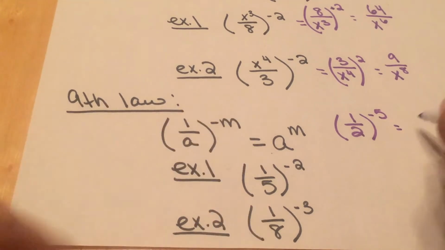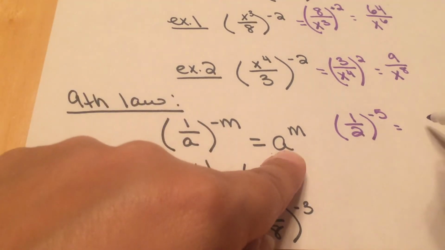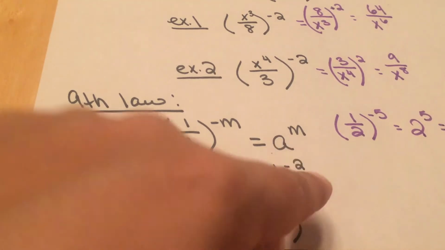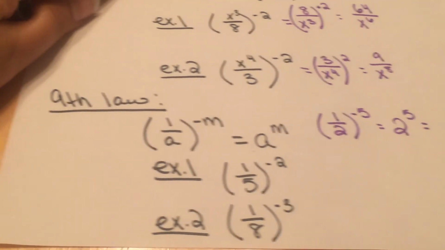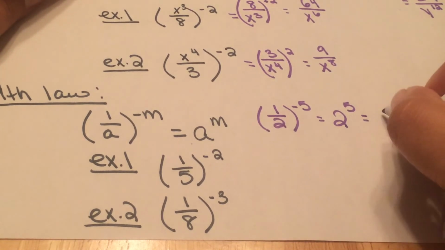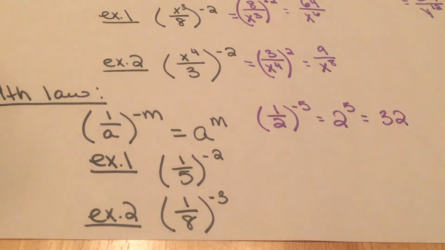So if we want to write this with our 9th law, we would just write 2 to the positive fifth power. Again, because we want to simplify this, we know that this is going to be 2 times 2 times 2 times 2 times 2, or 32. Okay? Go ahead and try example 1 and example 2 on your own. Take time to pause the video.